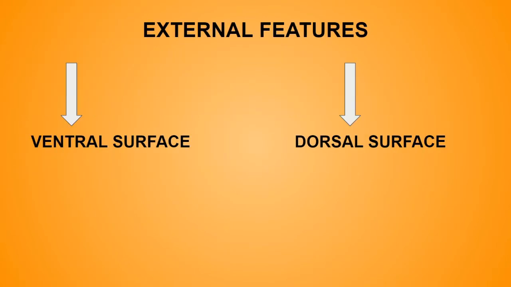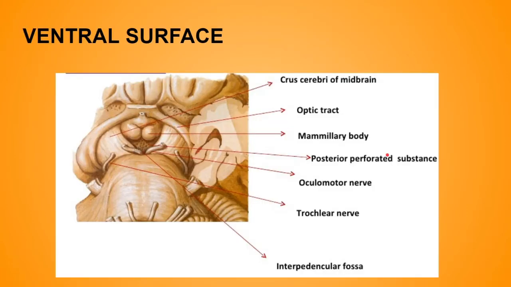Now the external features of the midbrain. To study the external features, we have divided the surface into ventral surface and dorsal surface. First of all, the external features of the ventral surface of the midbrain. Now this is the ventral surface of the midbrain, as you can see. This is the cerebellum, this is the pons, and this is the midbrain.